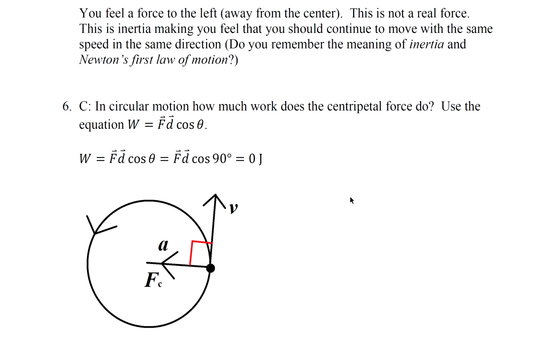Question 6. In circular motion, how much work does the centripetal force do? It's 0 joules. So we'll learn more about work later, hopefully. But just know for now that in circular motion, the work done on an object is 0 joules. Because the angle between force and displacement is 90 degrees. So force is towards the center, displacement is in the same direction as V in this image.